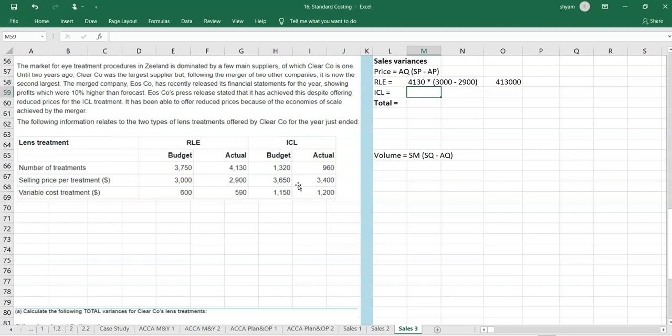Let's get it for ICL. For ICL the standard price is 3000. Actual quantity we need, right? Actual quantity for ICL is 960 into SP. Standard price is 3650. Actual price is 2900. Sorry, actual price is 3400. Let's get the answer and let's get the total.